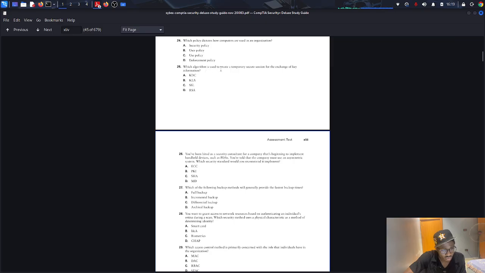Which algorithm is used to create a temporary secure session for the exchange of key information? Hmm, it's either D or C. It's either Secure Sockets Layer. I'm going with D. D.